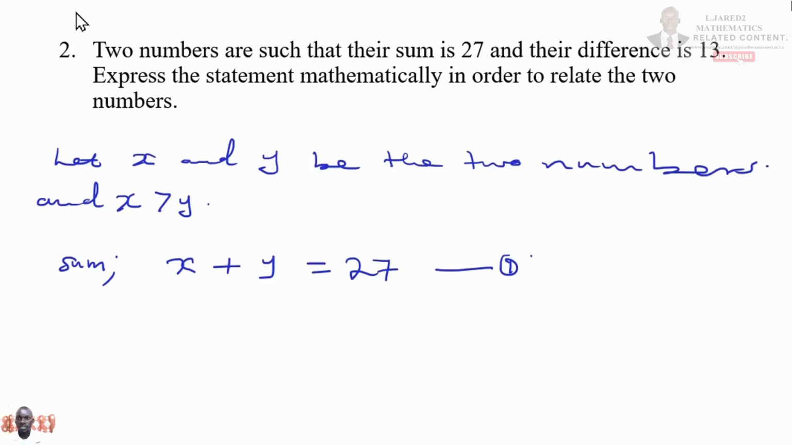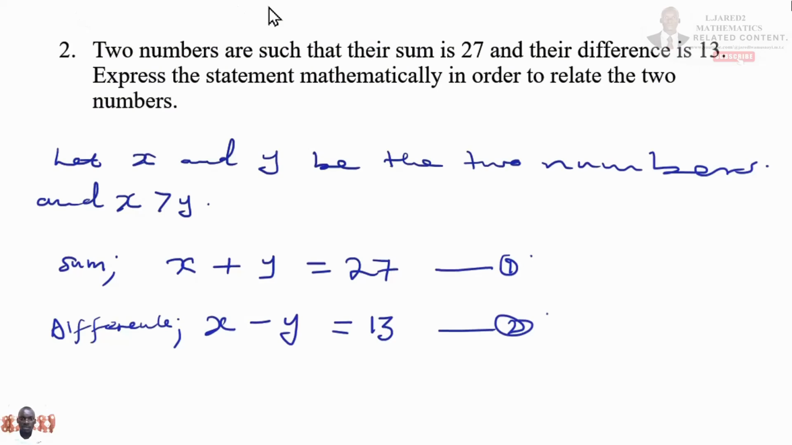Then it continues to read that, and their difference is 13. So in here we have to be considerate. The number x is greater than y, and since we are getting a positive answer after the difference of the two numbers, it means that we must begin with the x, then followed by y. For the difference, we have x minus y equals 13. This becomes our equation 2. So now this one becomes our two simultaneous equations.